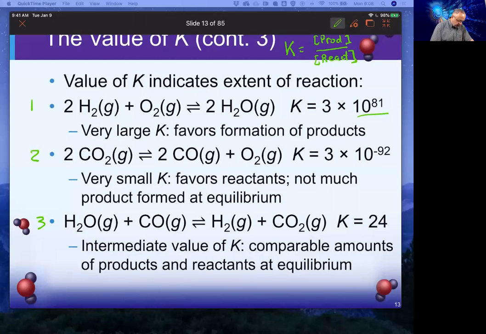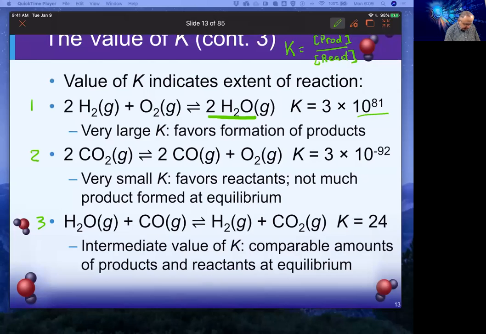Which means that when you take hydrogen and oxygen and make them react under certain conditions, they're going to form water. And the water is not going to go back to hydrogen and oxygen very easily. So in this case, the products are favored.